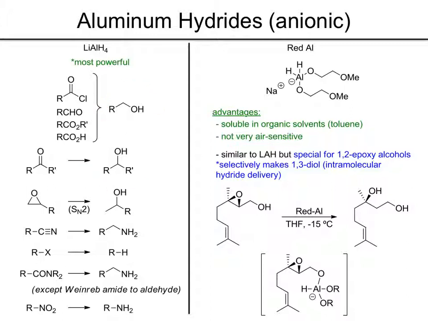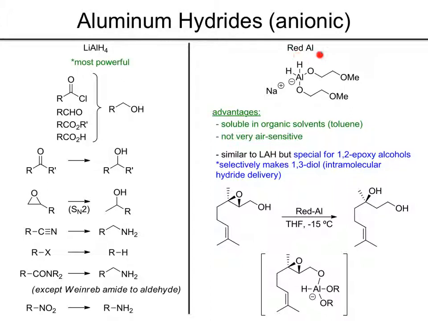It can do an SN2 attack on epoxides. It can also do reduction of nitriles to primary amines. It can displace halides and other leaving groups on sp3 hybridized carbons. It can reduce amides to the primary amines, except for the Weinreb amide, which gets reduced to the aldehyde. And it can also reduce nitro groups to amines.